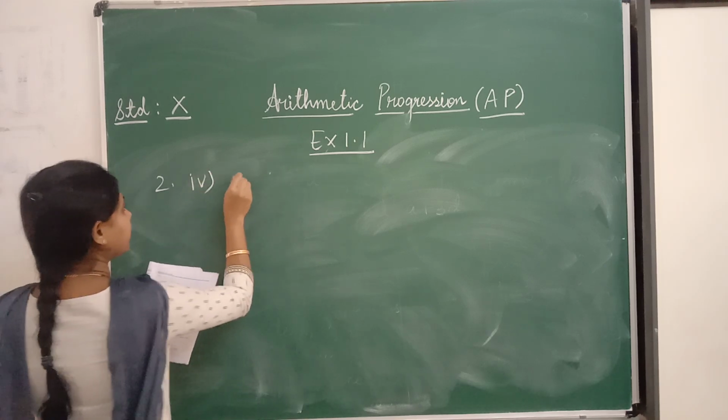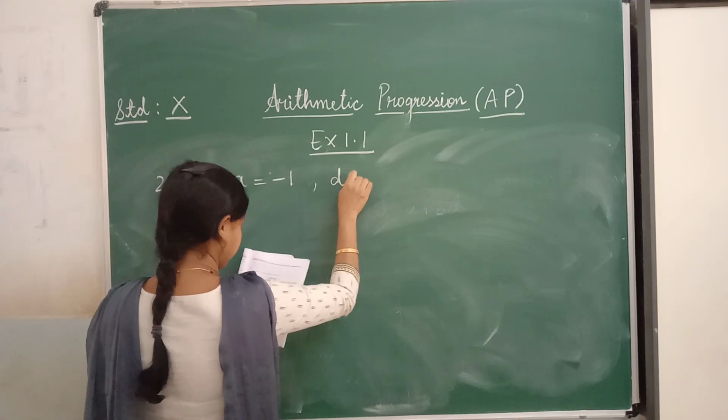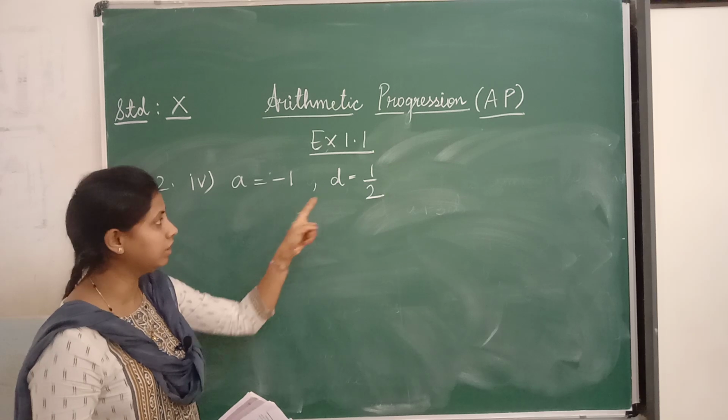Fourth one, A is given as -1 and D is given as 1/2. Yes, the first term is -1 and the difference is 1/2.